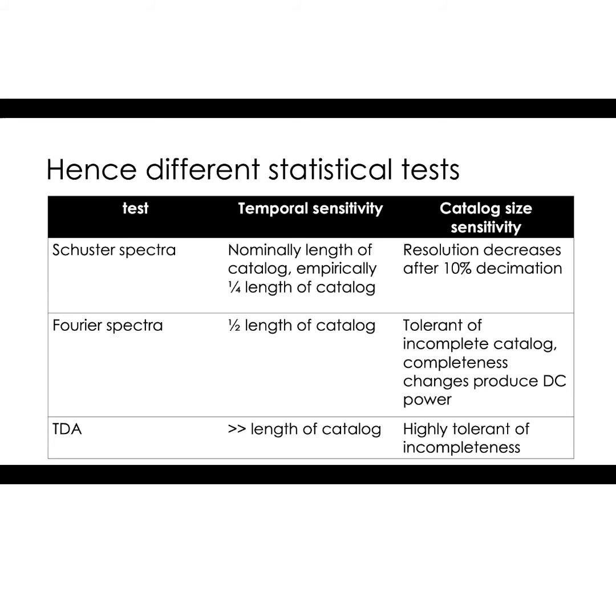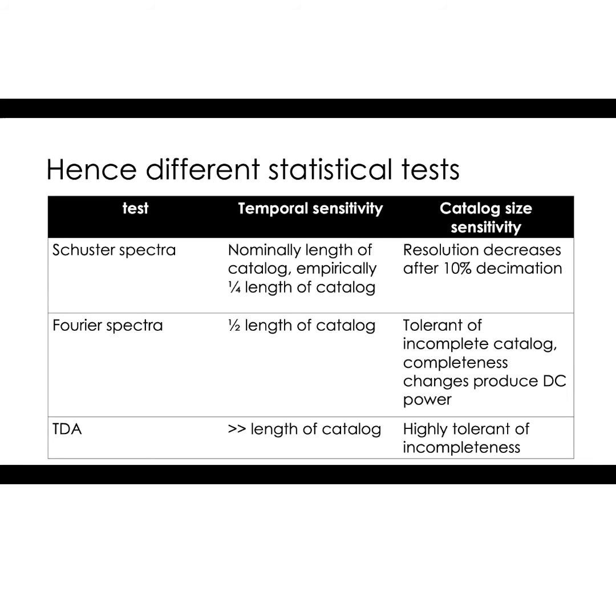The Fourier spectra are more tolerant than the Schuster spectra of incompleteness. And systematic completeness changes just produce DC power in the power spectrum. So if we're getting more and more events over time because we have greater completeness, you can see that as a DC shift in the spectrum.